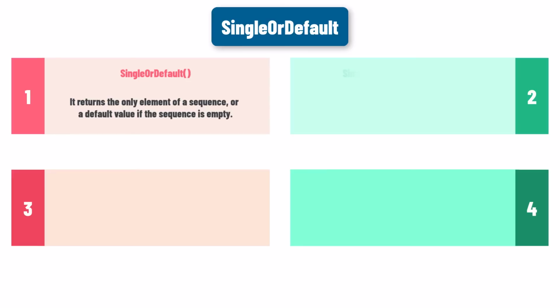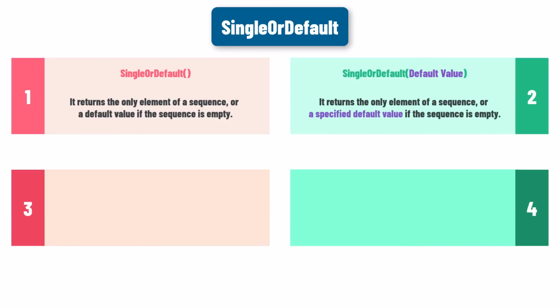The second overload will be used with a default value inside the braces. It returns the only element of a sequence, or a specified default value if the sequence is empty.